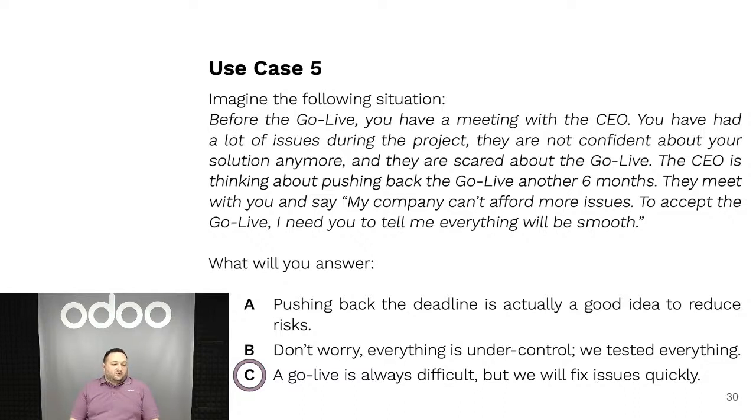Saying, don't worry, everything is under control, we tested everything, which is option B, is also not so nice, because no matter how hard you test, not everything will make itself clear in the testing phase. Sometimes you have to actually use the system and find these bugs and fix them. It's part of the project. So the answer here is C. A go live is always difficult, but we will fix issues quickly.